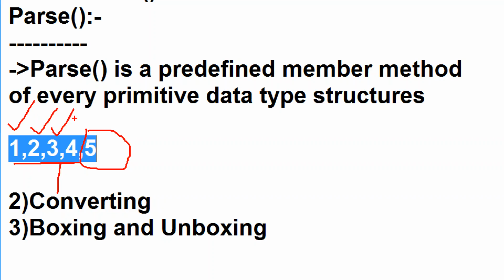1, 2, 3, 4 are structures: numerical, floating, char, and bool. But the fifth one is what? General data: thing and class. Object, a predefined class.